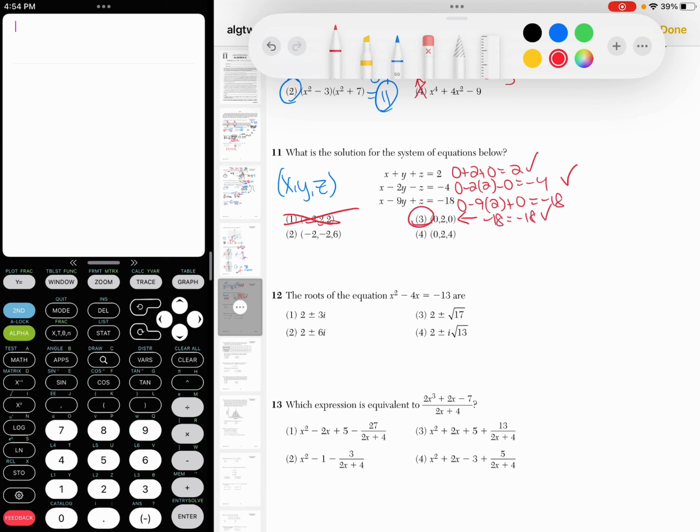So this is the one that works in all 3 equations. That's what you're looking for if you choose to do this shortcut. Okay. The other shortcut is entirely calculator-based, and it's using matrix.